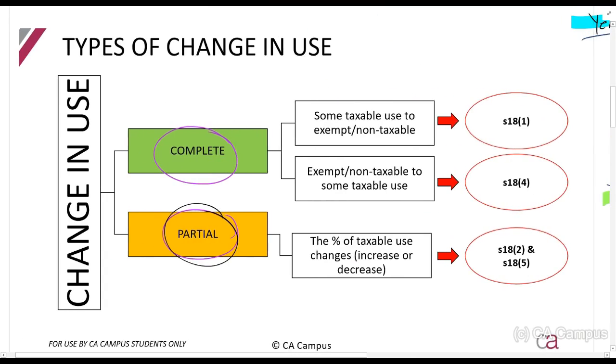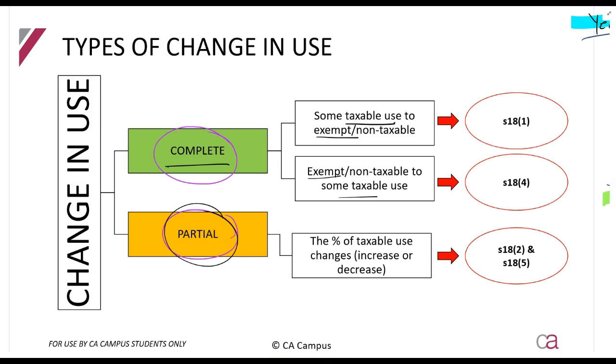Okay, so now, if you understand the logic of what I said there, I recommend that you stop and rewind if you can't remember. You just fix it. All right, so if you claim too much input tax, pay output tax. If you pay too much output tax, claim input tax. Just fix the situation. So the complete change in use is when it goes from taxable use to exempt use, or it goes from exempt use to taxable use.